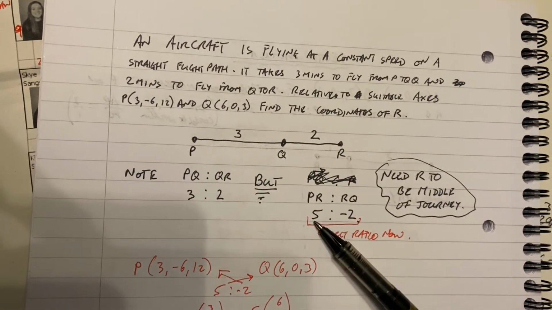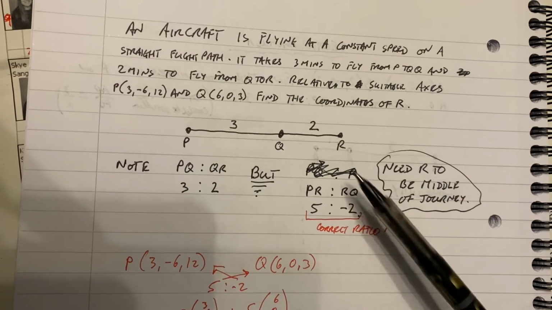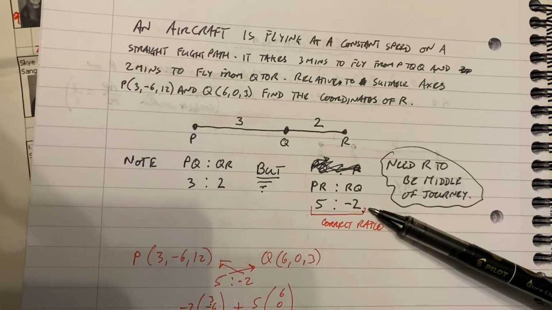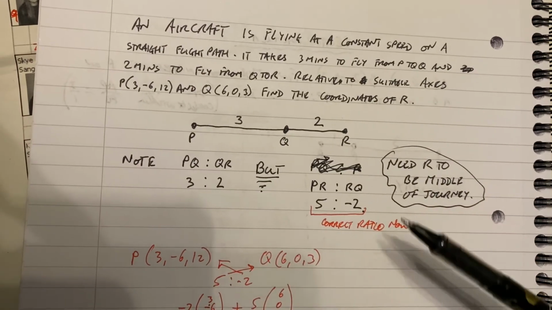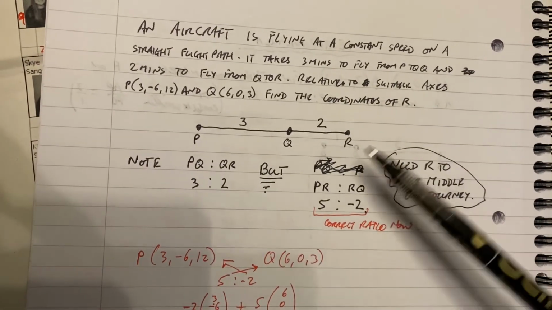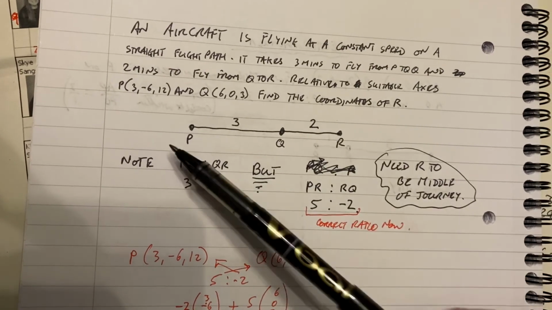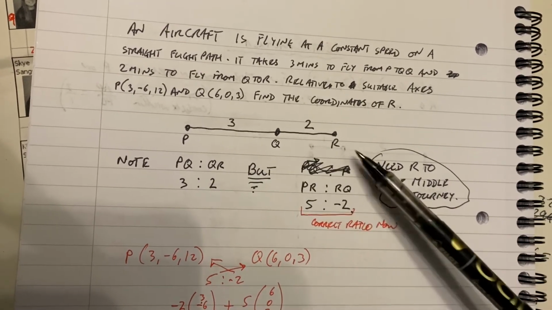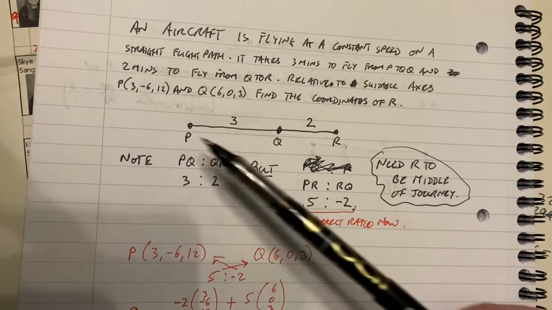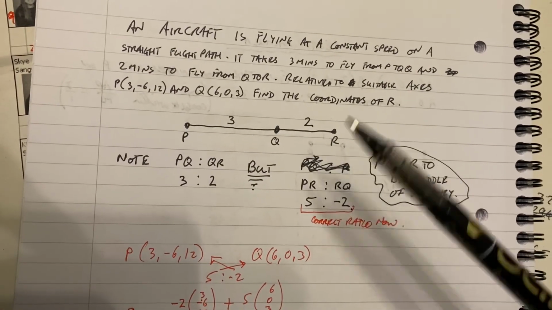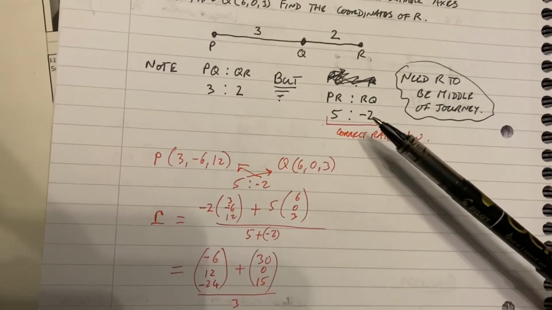So P to R is 5, and then R to Q, because we're going the wrong way down the vector, is negative 2. You're probably not going to get one this difficult, but I'm just showing you the middle one. If you're asked to find the point in the middle, you have to do the journey to make the one in the middle. We needed R to be the middle, so we went P to R, then R to Q. So once we've got our ratio, it's pretty straightforward.